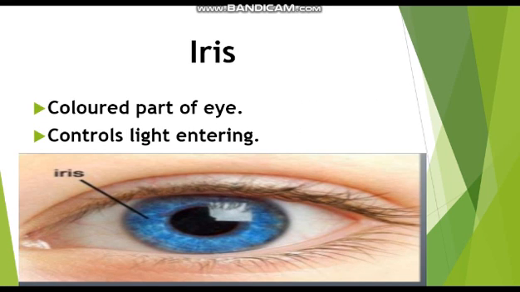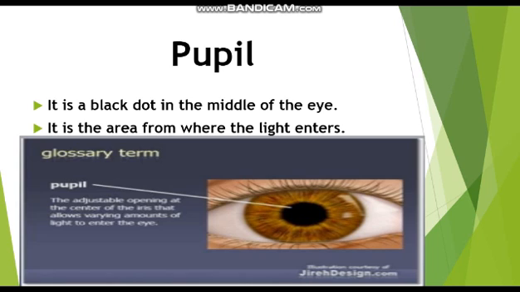Next is the colored part of the eye, that is called the iris, clearly visible in the picture and in your eyes. Its function is to control the light entering into the eye because its muscles change the size of the pupil. Now what is the pupil? This black dot or the hole that you can see in the picture is the pupil, and this area takes in light so the eyes can focus on the object in front of it.